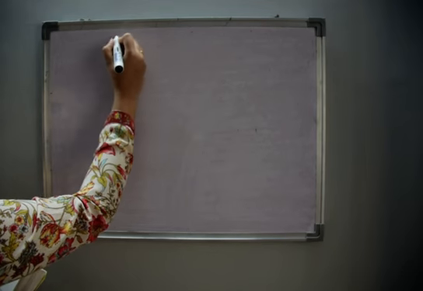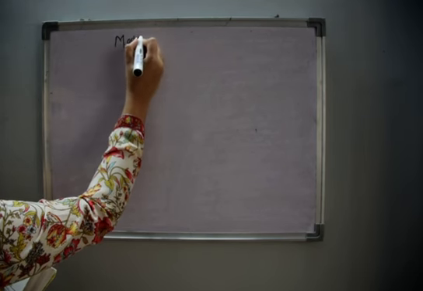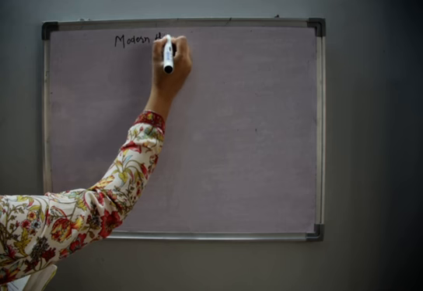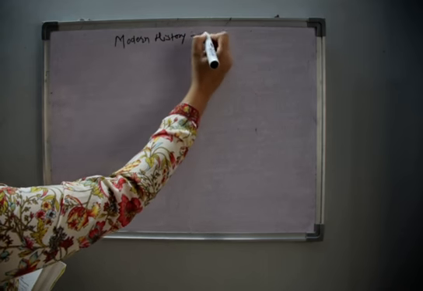So guys, today we are going to start with history, Indian modern history, from the book Spectrum.